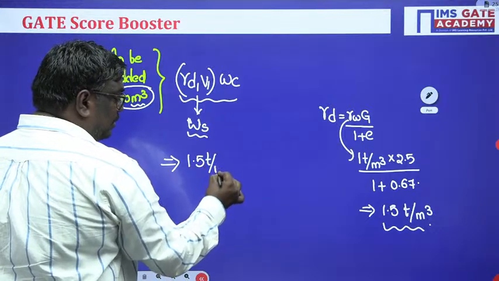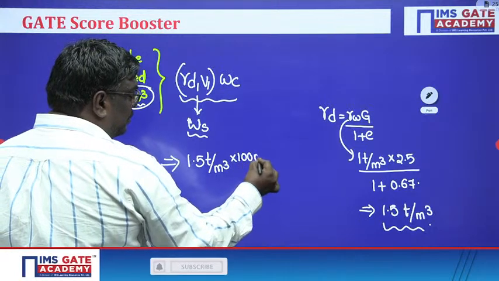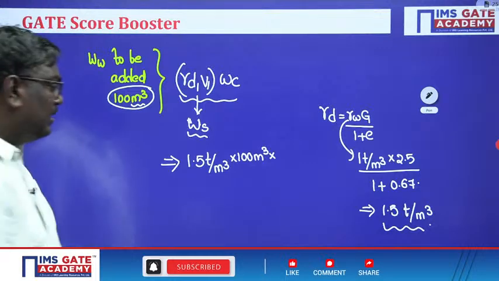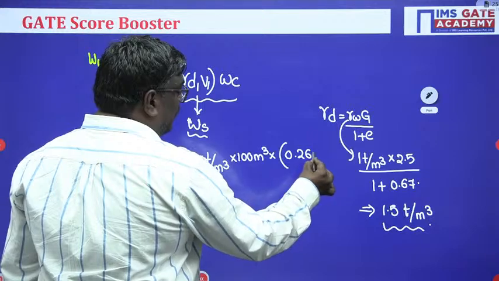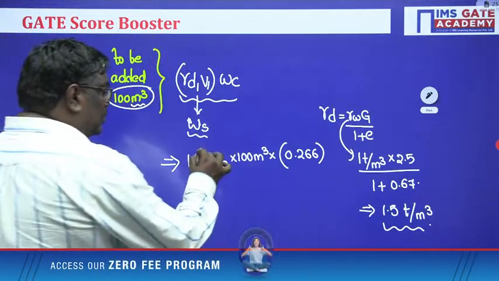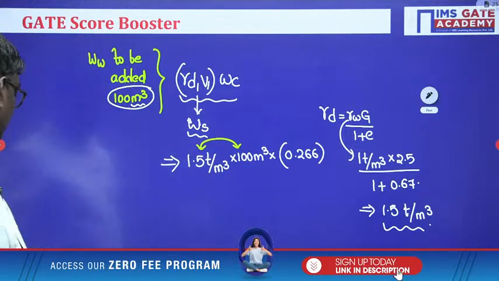Volume is how much, sir? 100 meter cube. Water content for full saturation, just now you have done, is 26.6 percent or 0.266. Am I correct or wrong, my dear students? So this value will be equal to how much, sir?